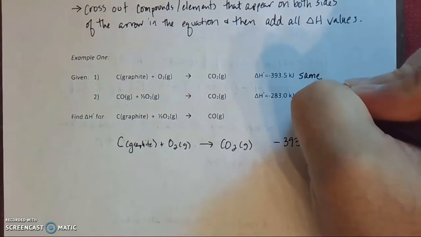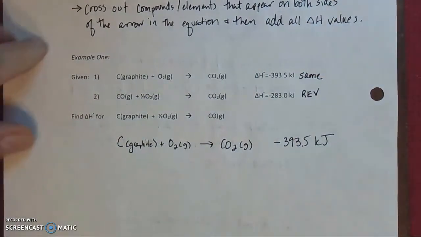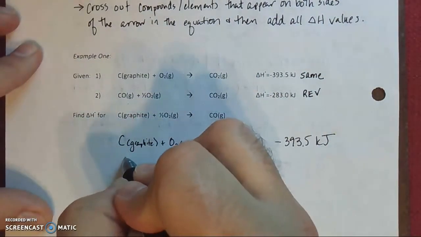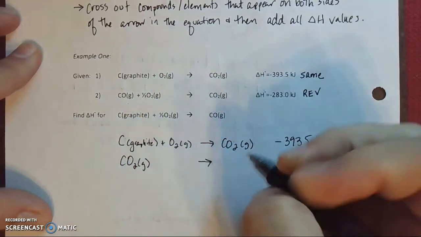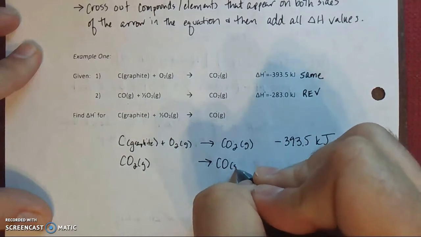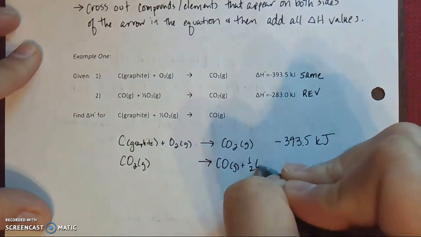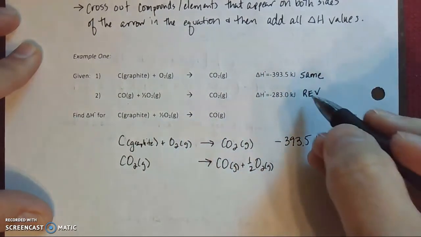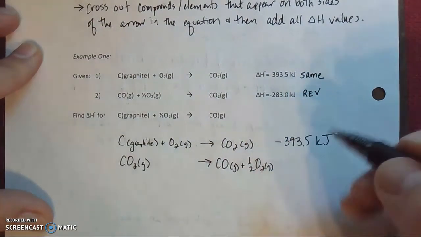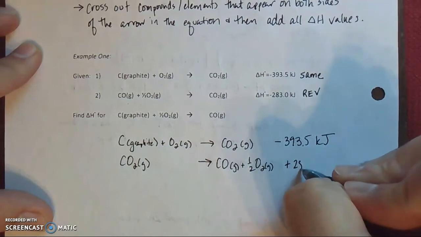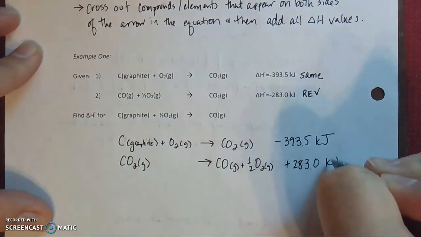So I'm just going to put rev for reverse, and then I'm going to write this one out. CO2 gas yields CO gas plus 1/2 O2 gas. Since I reversed the reaction, I have to change the sign of delta H, so now I have positive 283.0 kilojoules.